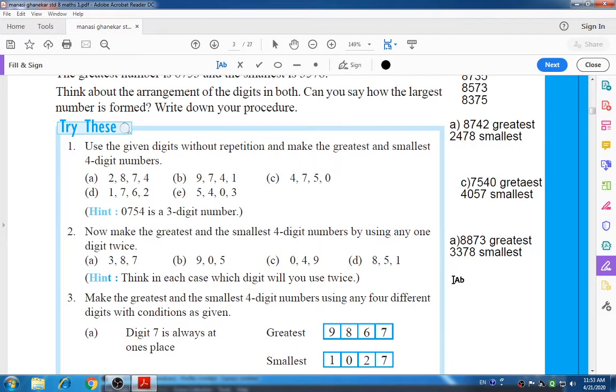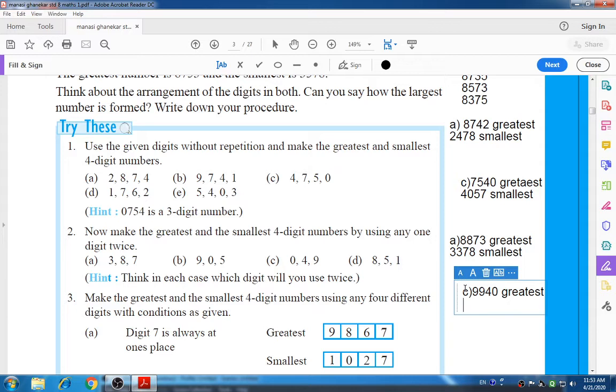Now I'm going to solve the C question. Look at here carefully. They give us 0, 4 and 9. These are the 3 digits, and I have to make the greatest number. The greatest digit is 9. So I'm going to use that 9 for 2 times, that is 9940. It is the greatest number.